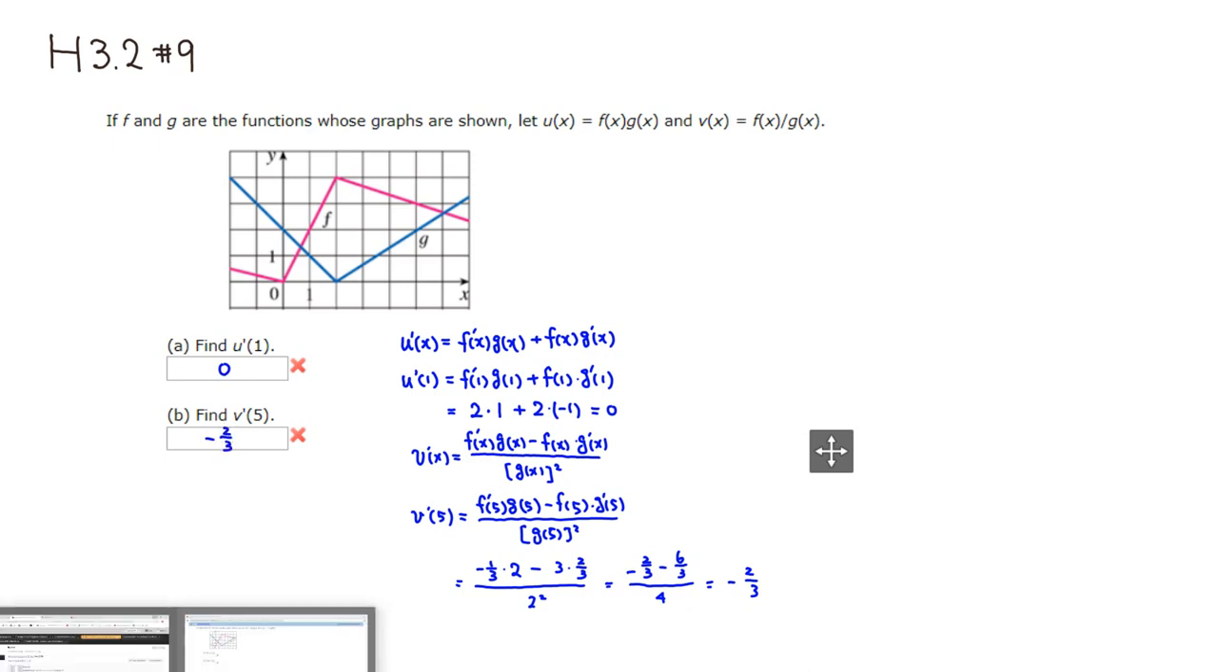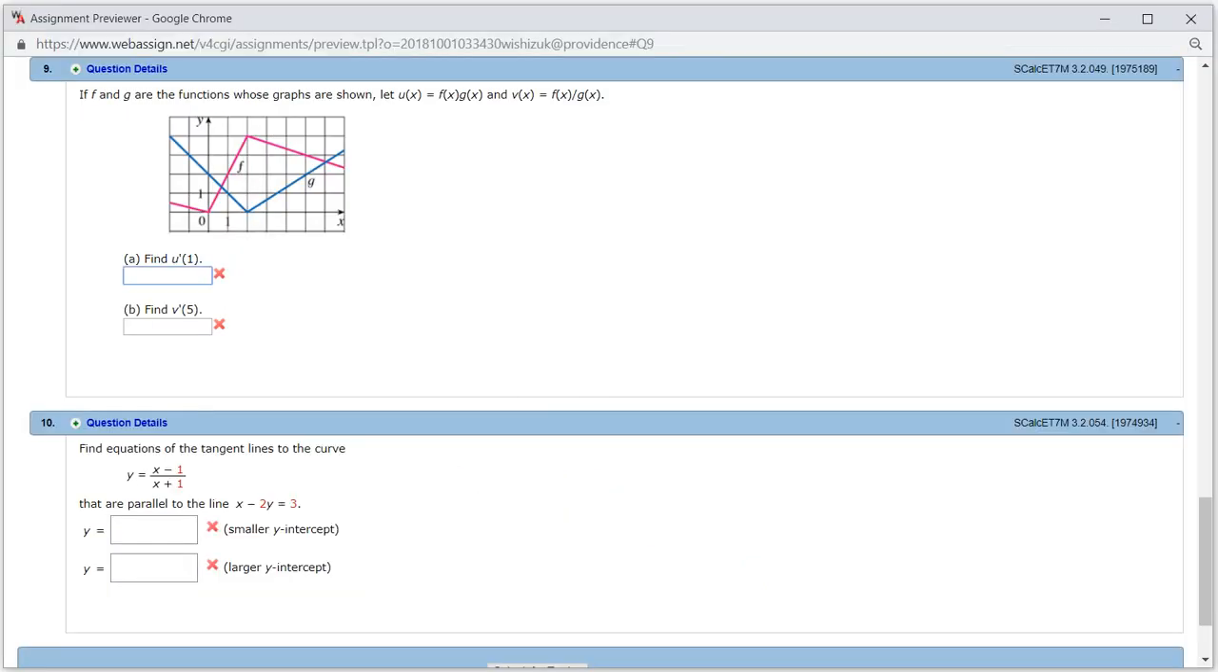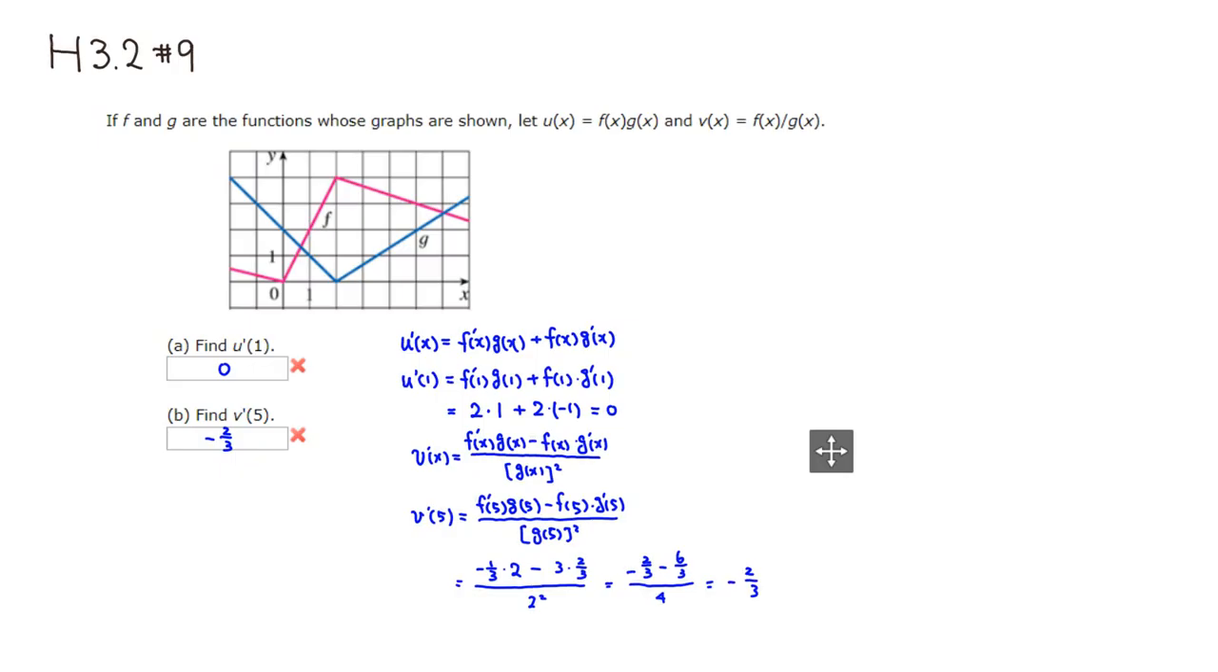All right, so let's type it in. We got 0 and negative 2/3. Let's check the answer. It came back and looks like we got this one correctly. All right, that's it. I hope that this was clear.